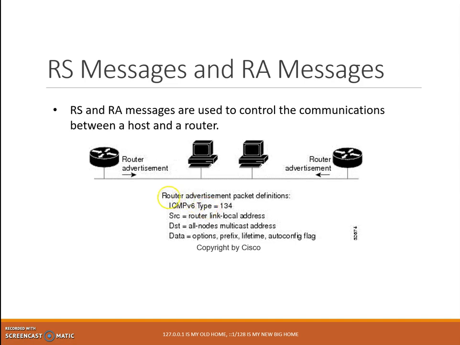RA messages typically include the following information. Number one, one or more IPv6 prefixes that the nodes can use to automatically configure their IPv6 addresses. For stateless autoconfiguration to work properly, the advertised prefix length in RA messages must always be 64 bits.